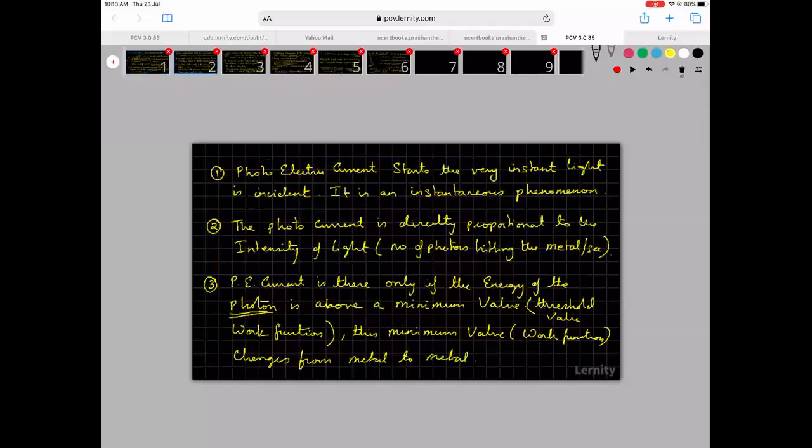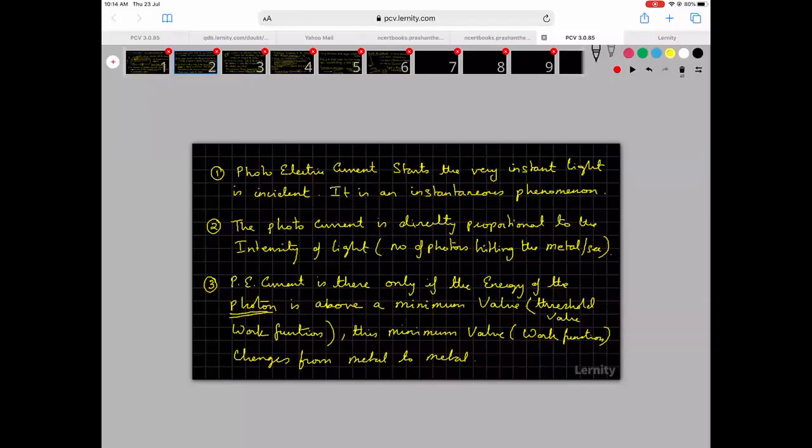Then there are some observations here. Photocurrent starts the instant light is incident. That means it is an instantaneous phenomenon. The photocurrent is directly proportional to the intensity of light. That means as the intensity increases, the number of photons is higher. More photons means more current. If light was a wave, even with lesser energy, if intensity is increasing, the electron could have come out, but the electron is not coming out.